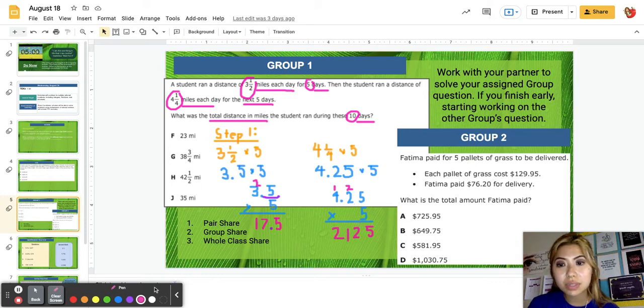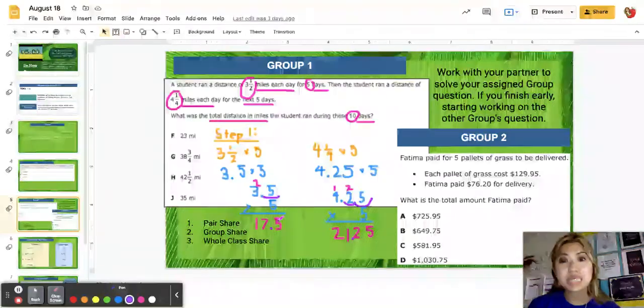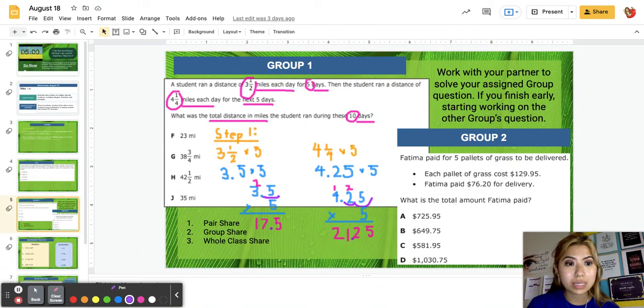And then our last step is to move that decimal point. So we moved it 2 places in our problem. So in our answer, we're going to need to move it 2 places. So our decimal point is going to be in between the 1 and 2. So our answer is 21.25 miles. So now that we have our 2 distances in decimal form, we can easily add them.